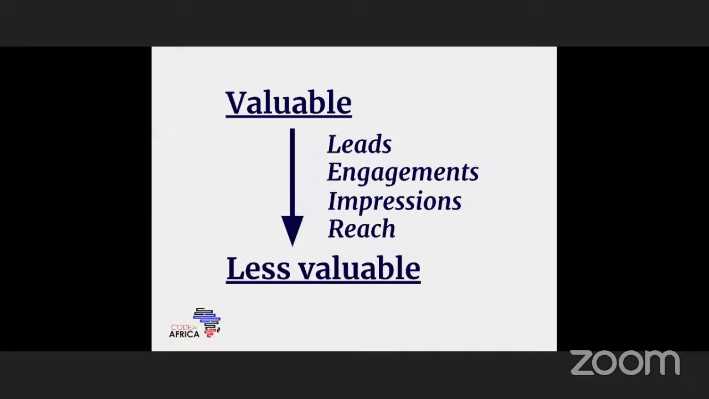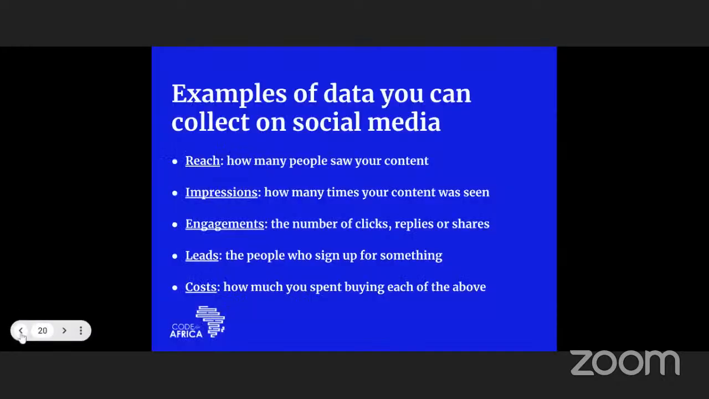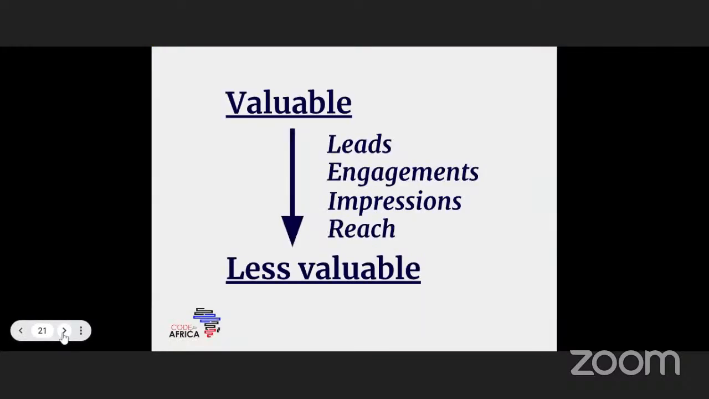So what is valuable? We have leads, engagement, impressions, and then reach. You should make sure that you are able to get engagement. Your content should impress people. Your content should reach them. Mostly people look at leads, and then the rest. Like I said, leads are the people who sign up for something, especially if you are doing email marketing.